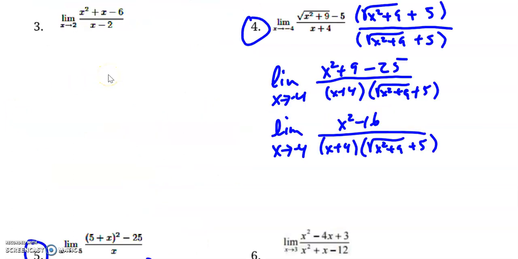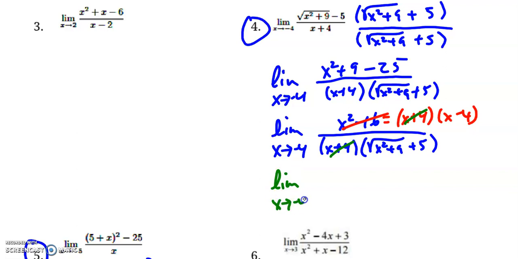Okay, so same idea here with number 4. I did not finish this one because I wanted to stop at this point in time, but you're going to multiply by the conjugate, and it should reduce down to what I have here, x squared minus 16. Well, that doesn't cancel. However, if you recall, what does this actually equal? Well, it's a difference of squares. So I can rewrite that, and now I can see that x plus 4 cancels.